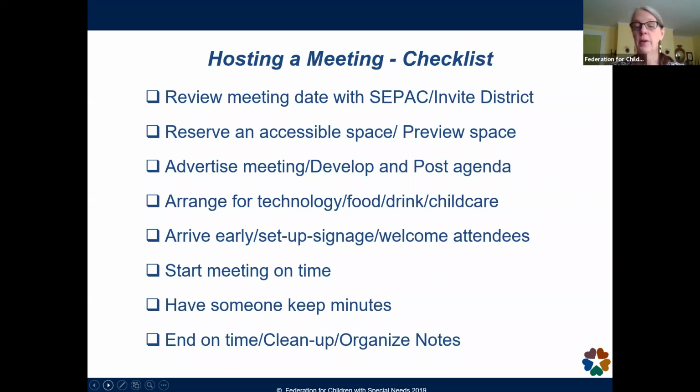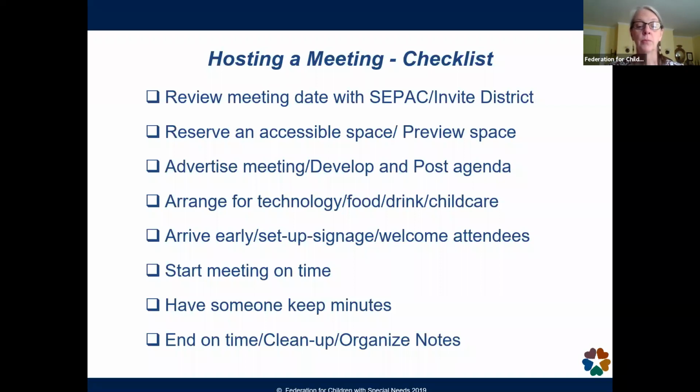Reserving an accessible space and previewing that space to make sure it's acceptable to your needs. In this time of virtual meetings, really finding out what that platform is and practicing with the platform, whether it be Zoom, GoToMeeting, or some other platform, whether the schools sponsor the platform or whether the SEPAC has to seek its own account to run a virtual meeting. Advertising the meeting, developing some type of outreach so that people know about it.